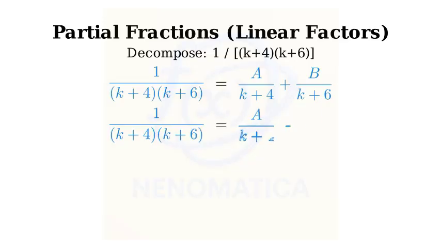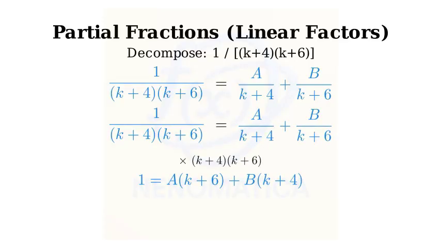Step 2. Multiply both sides by (k plus 4)(k plus 6) to clear denominators. On the left, that leaves just 1. On the right, the factor k plus 4 cancels with a over k plus 4, and the factor k plus 6 cancels with b over k plus 6.